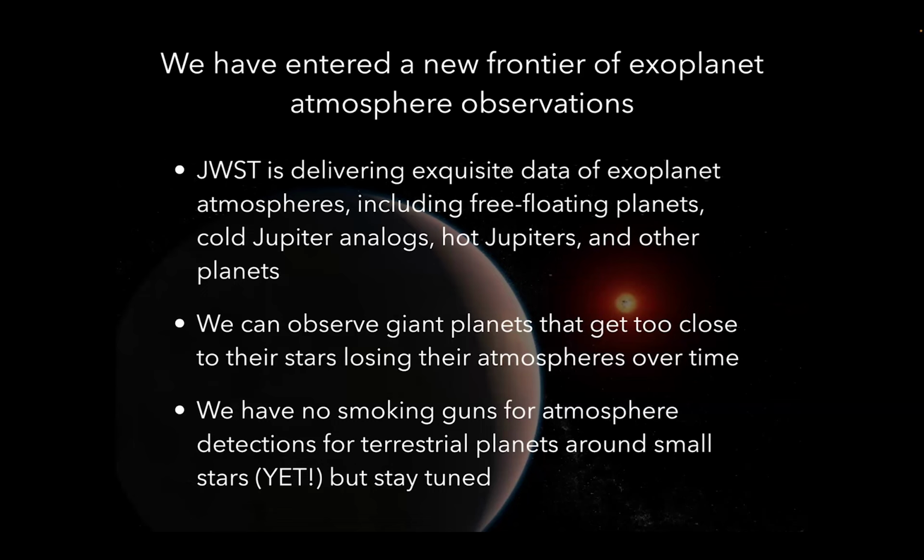This is a little bit off topic, but did I understand right? Free-floating planets are planets that are not orbiting a star. Is that correct? Yeah, that's right. And then how did they get that way? Well, we think that some of them just formed that way.